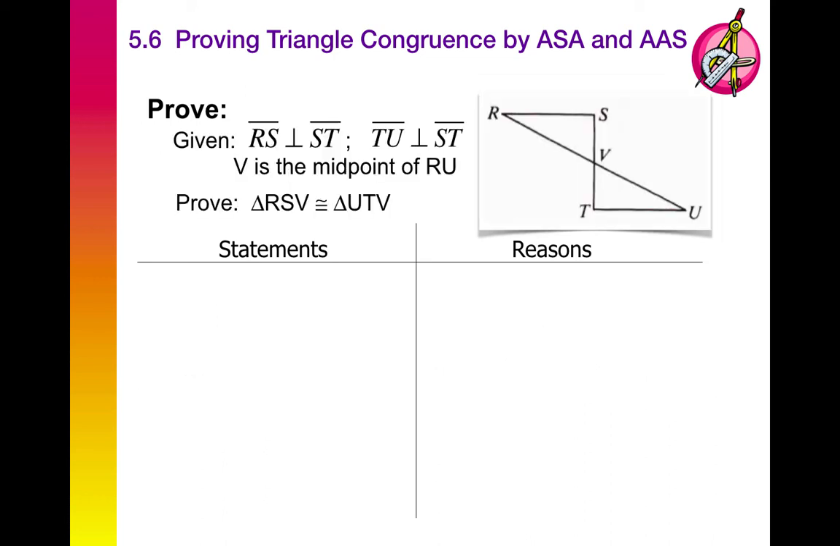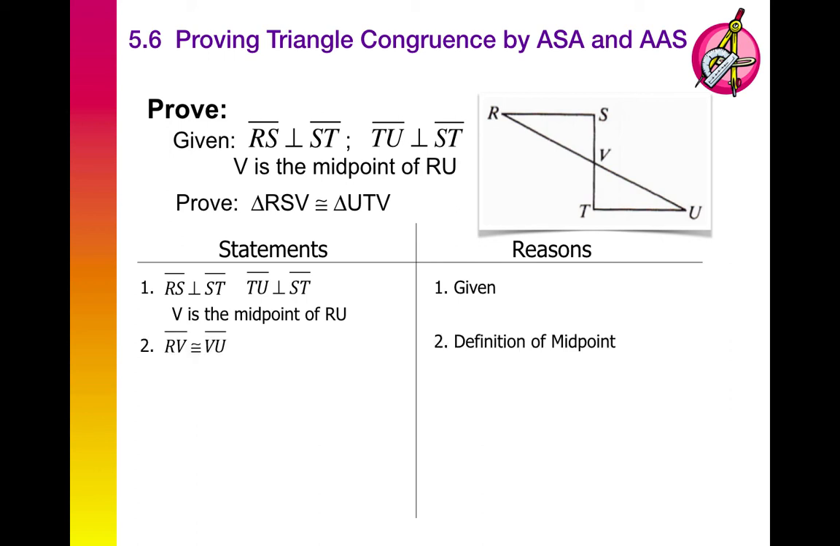Let's try another one. This is a right triangle and this is a right triangle. And I have a midpoint. So let's actually go about proving that the two triangles are congruent. So I first state that they're all the given. And then I have a definition of a midpoint. A definition of a midpoint says that this and this are congruent. RV and VU are congruent.